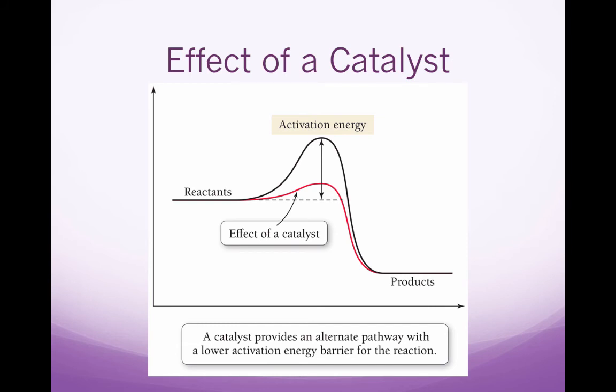You could think about it again with our rocks and the hill. Let's say we build a tunnel through the middle of the hill. Now we don't have to go all the way over the hill. We just have to go up a little bit and then through the tunnel, and then we'll be on the other side. It's the same kind of idea. We have a new pathway where we don't have to go up as high. And that's what catalysts do. They lower activation energy, which increases the rate of that particular reaction.